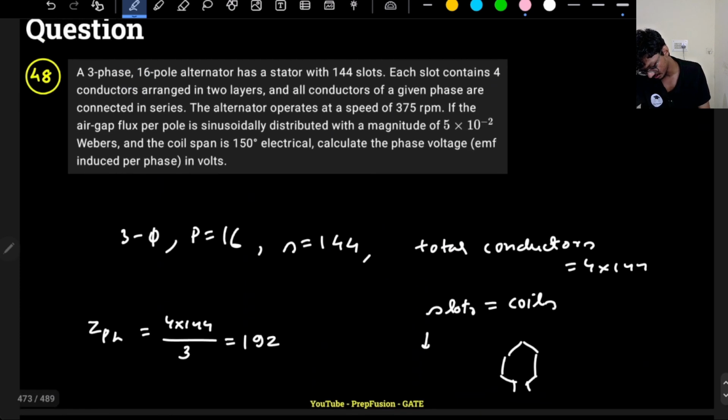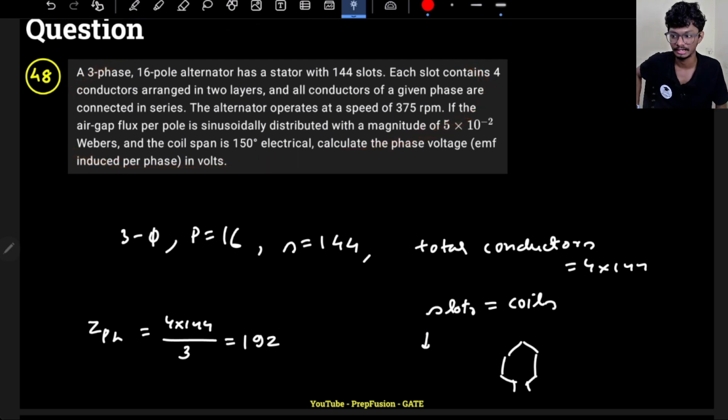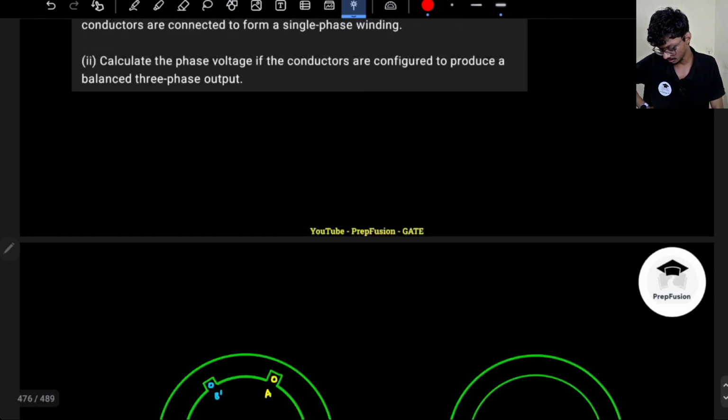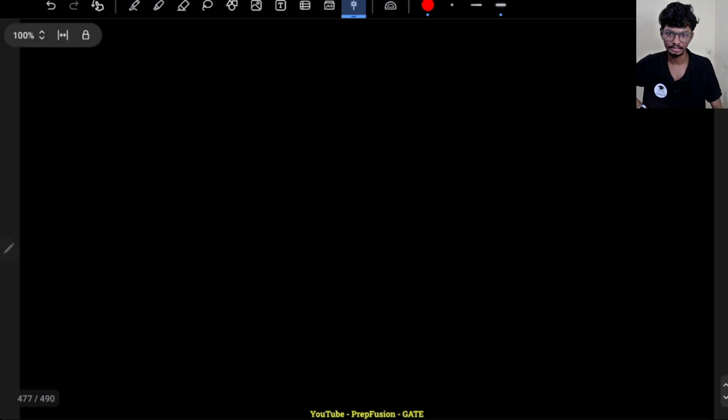So they have asked per phase voltage, induced per phase. If they would have asked line voltage, then I would have said root 3 into E phase, right? Although it is not mentioned whether it is star connected or delta connected, I will assume it to be star connected. But they have asked per phase, so per phase will be 988 volts. Let's now solve the next one. This will be the last question basically. After this we will start with a new topic, that is slot harmonics.